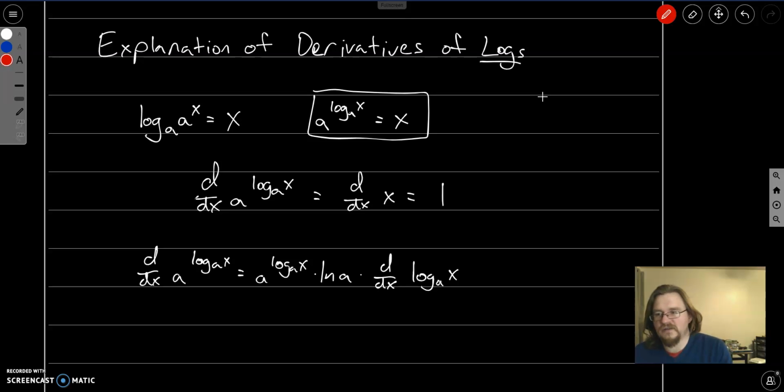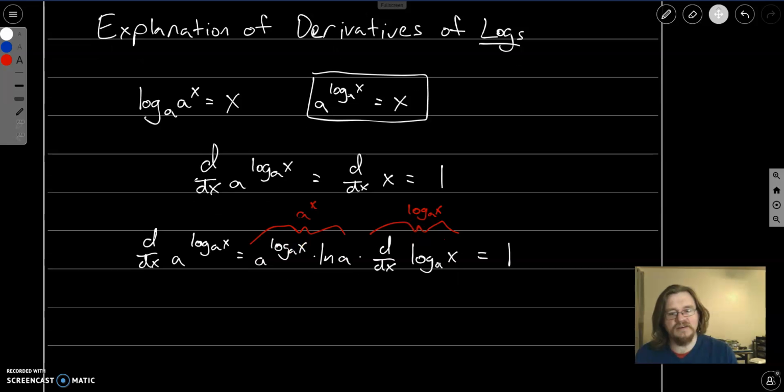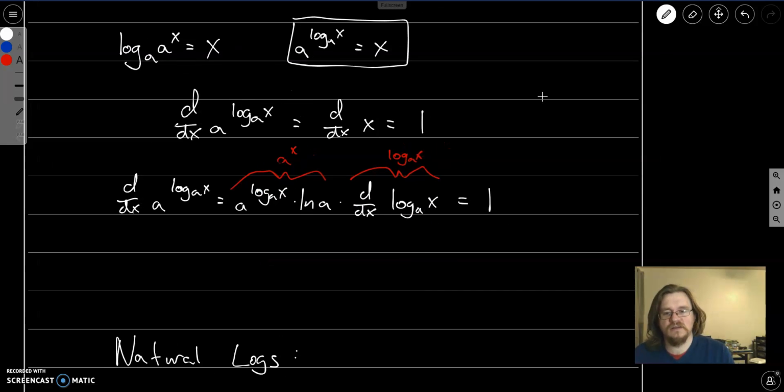The part in front is just the derivative of a to the x, but with a log base a of x stuck in the top. The second part is the derivative of the inside function. So we have the outside function, and we've taken its derivative, and then we have the derivative of the inside function. So we know that all of this is in fact just equal to 1. And I can solve for the derivative of the log base a of x.